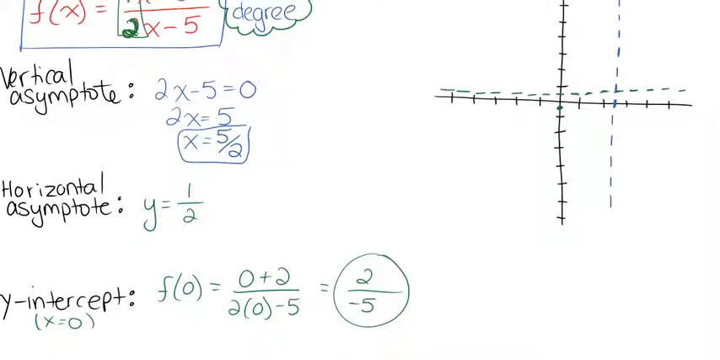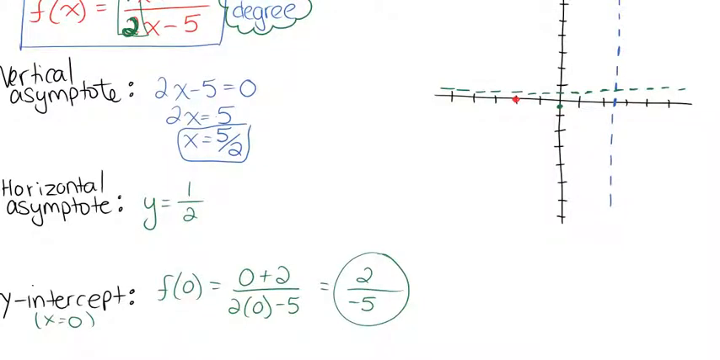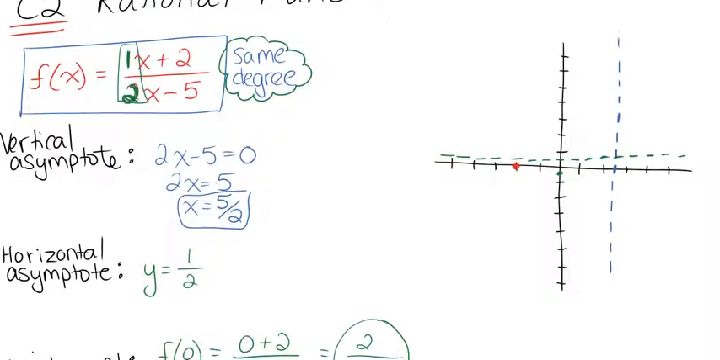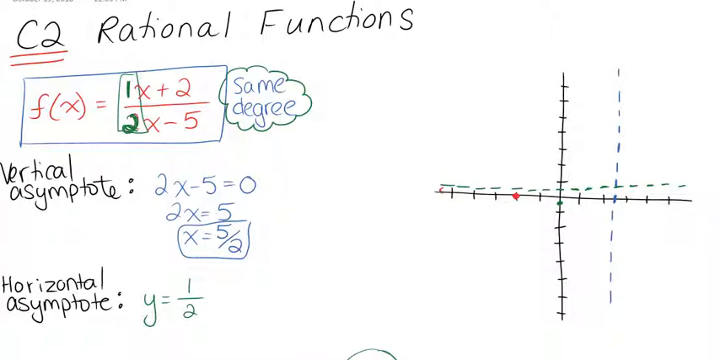So if we plot that, negative 2. So now you can graph our function. So we're going to have a horizontal asymptote up here, pass through our x and y intercepts, and then we're going to turn and approach the vertical asymptote.